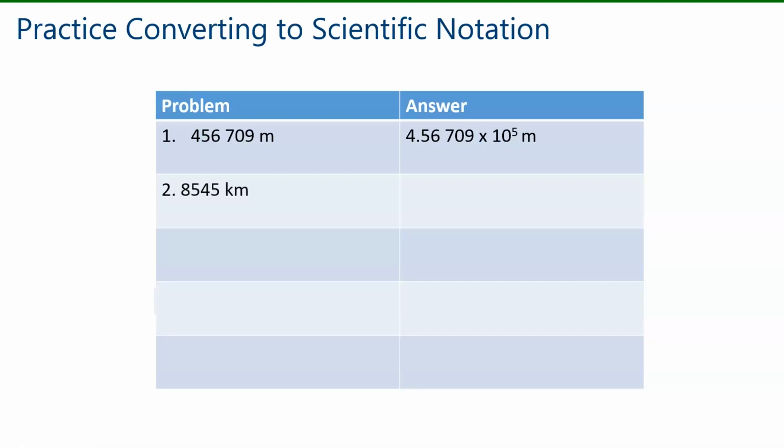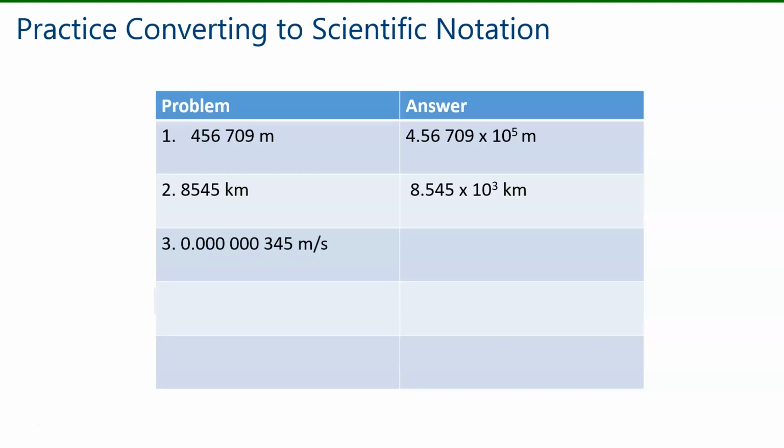Our next problem is 8,545 kilometers. And our answer is 8.545 times 10 to the power 3 kilometers. Again, there was no decimal, so we put it on the end, and then we moved the decimal to the left until we obtained a number between 1 and 10. We counted our spaces as we moved, and we moved 3 spaces, and that's where the exponent 3 came from.